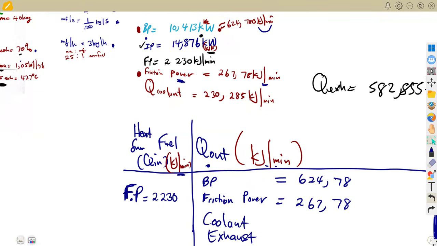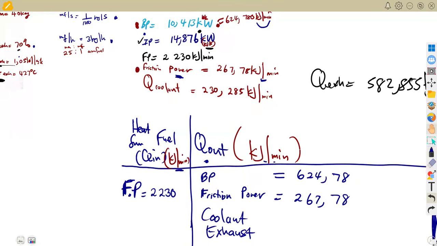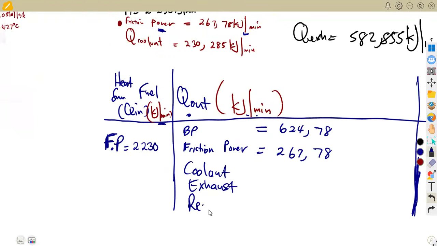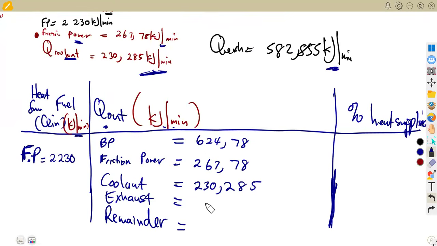All right, sorry for that. So we're going to have the one to the remainder by difference. So remember, our remainder is by difference. And we calculated all these, the Q to the coolant in kilojoules per minute is already there, 230,285 in kilojoules per minute. To the exhaust, we also calculated in the same units. It's already there, 582,855. So that is it.